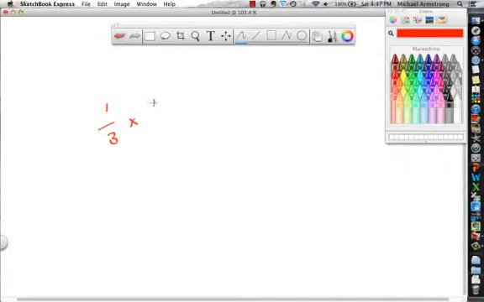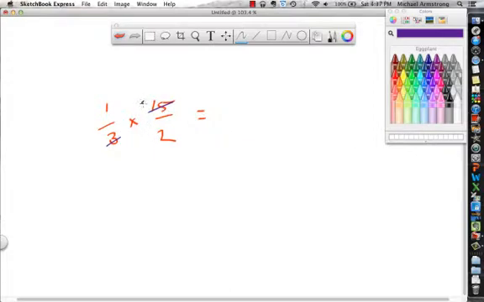1/3 times 15 halves. Okay. This is getting ahead because this is a fraction times a fraction. This is probably what we're going to do on the next lesson, but I'll go ahead and show you anyway real quick. You can simplify before you multiply.